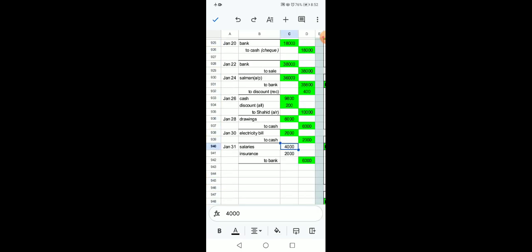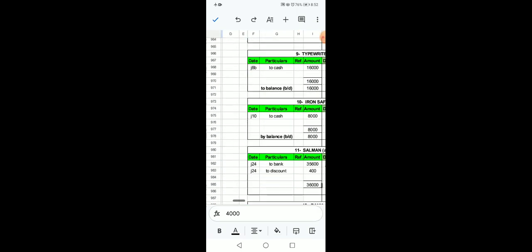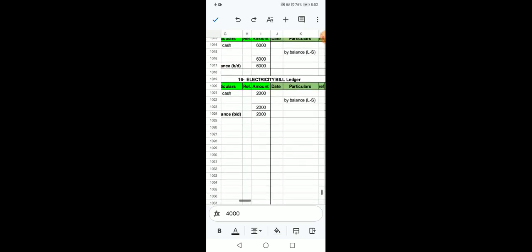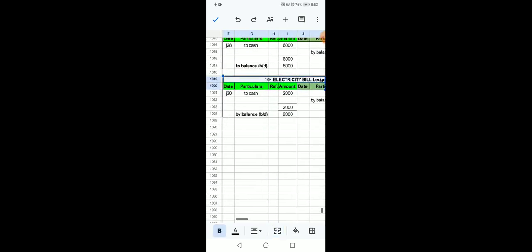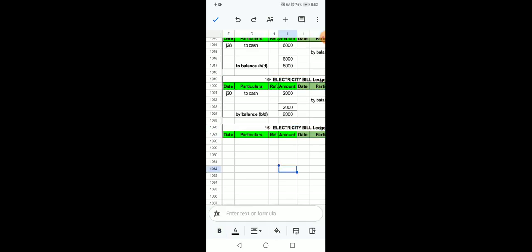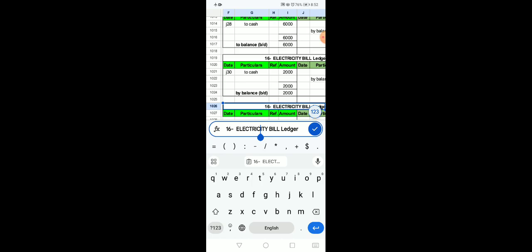Which element is unmarked next? That is salaries. So there are two elements left. Second last is salaries. So we are now going to make ledger for salaries. For this, what we will do, we will use the same headings which were used for the previous ledger, and we will edit ledger title. We are now going to make ledger for salaries, and this ledger is 17th number.